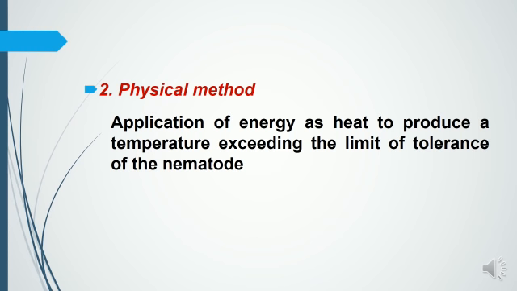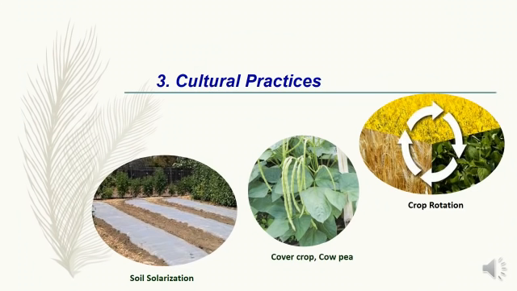Next method is cultural. Direct control of nematodes, that is by means of chemical or physical methods, is often not economically or practically feasible. So cultural methods are effective crop management practices to minimize the effect of nematodes. It involves various methods like crop rotation. Crop rotation is the attempt to keep the nematode population at a level at which crop damage is reduced to a minimum.